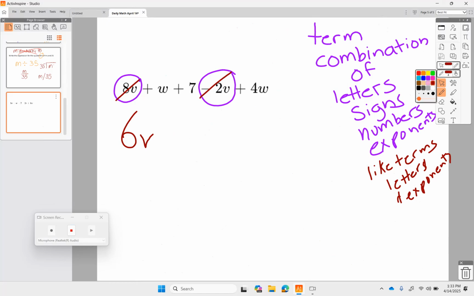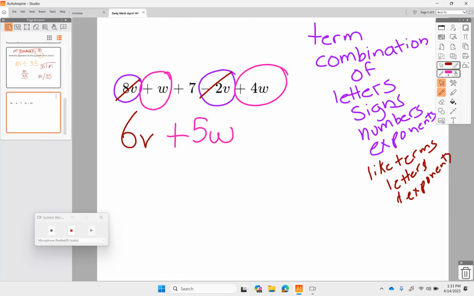Next one. I have a W. What term goes with the W? What's the other like term? 4W. It's not just 4W though, it's what kind of W? Nope, it's plus or positive 4W. When you combine them, when you put them together, yes, you have 5 W's. But it is important, especially as you get closer and closer to 7th grade, that you understand that the sign goes with it. And then the last one.